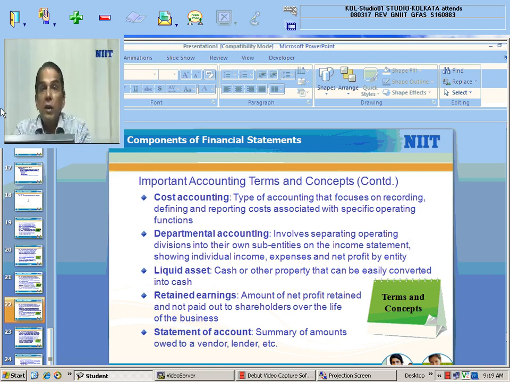Fixed assets are not liquid assets. They can be converted into cash. Fixed assets can also be sold, but they cannot be readily sold. It takes time to sell fixed assets. So they cannot be considered liquid assets.